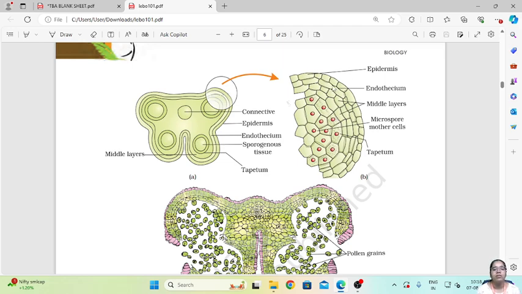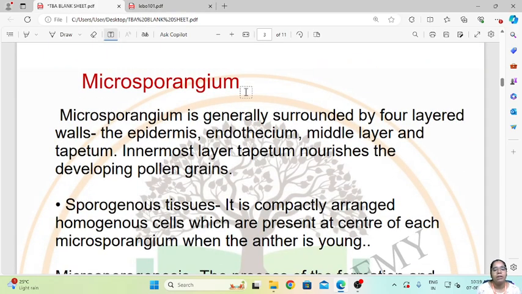Now let us study what is the process of microsporogenesis. Microsporogenesis is basically a process of the sporogenous tissue differentiating into the pollen grain. It is the formation of male gamete, that is pollen grain, formed from the primary sporogenous tissue. So let us now understand how this process takes place inside the anther. So the microsporangium is a sac-like organ which consists of the growing pollen grain, that is the male gamete.